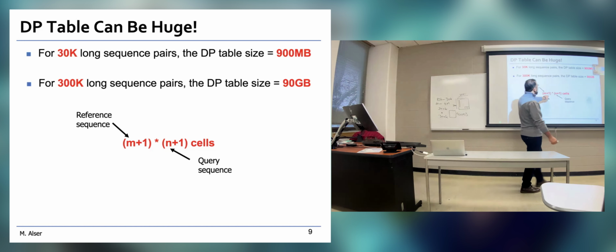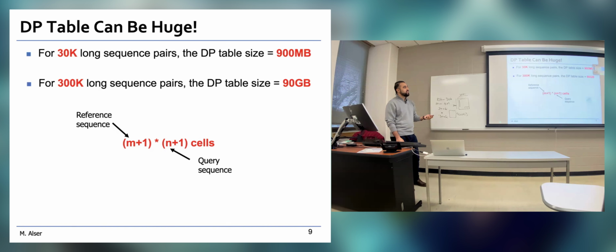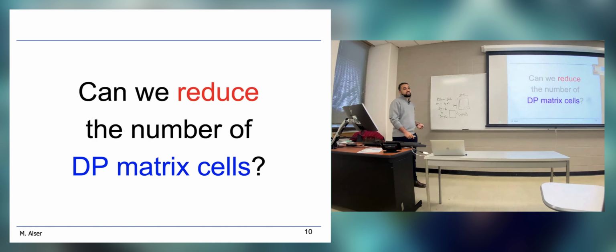So this is m plus 1, and we talk about n plus 1 because of the initialization, plus 1 on the other side. M is the reference sequence, which could be one of them, and n is the query sequence, which could be the other sequence, right? And this times this gives you the number of cells. And if each of those cells requires a byte to store, that is what we got over here. Now the question: can we do something better? Can we reduce the requirement or the number of dynamic programming cells?